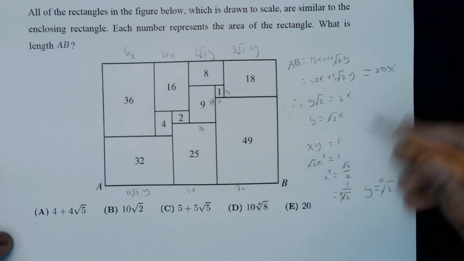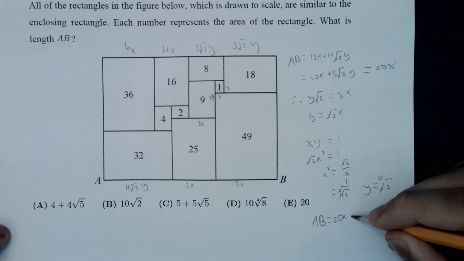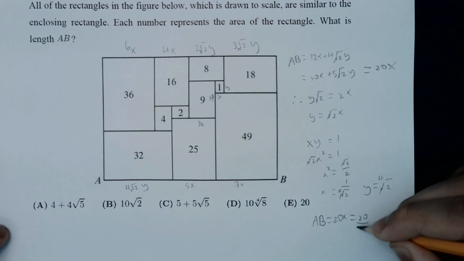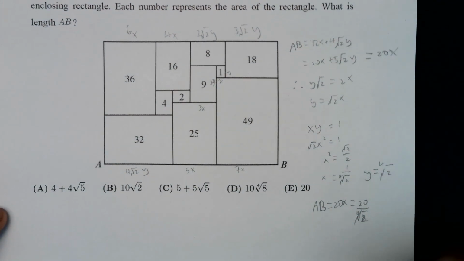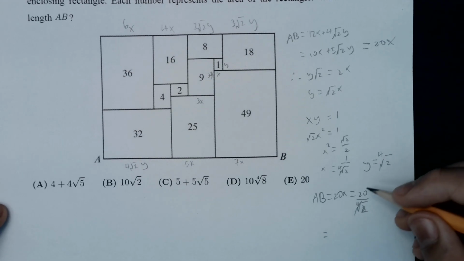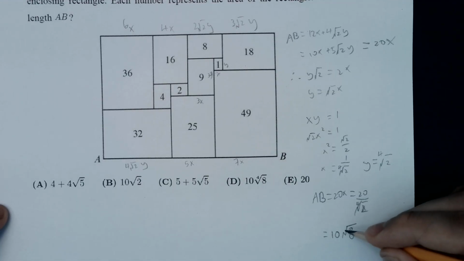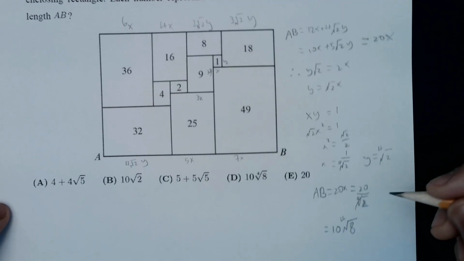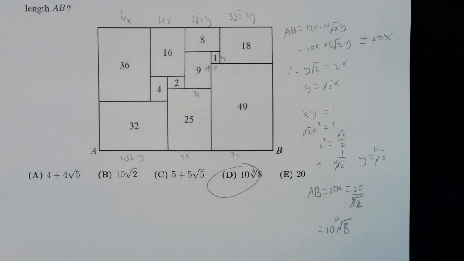So now going back to AB, we see that AB is going to be equal to 20x. And now we just have to solve it. Eventually you can conjugate this again into 10 times 8 to the power of 1 over 4, or quad root, I guess. So that would be D. So the answer to this problem should be D, or 10 times the fourth root of 8.